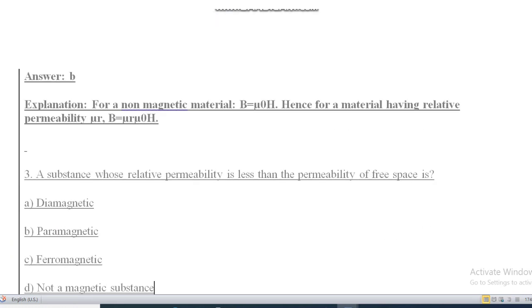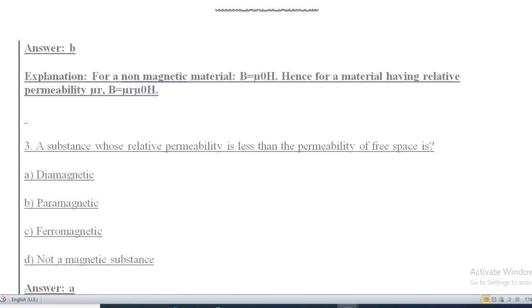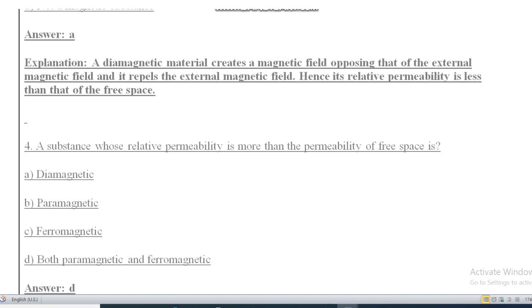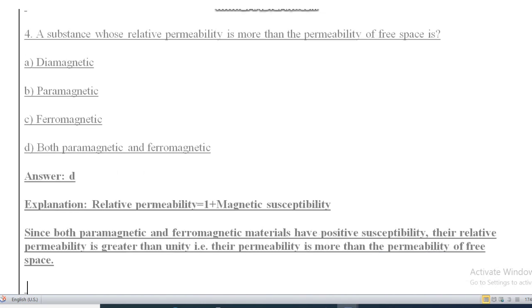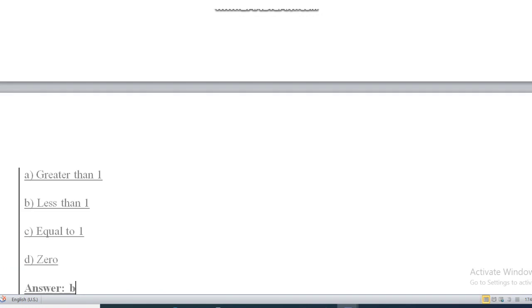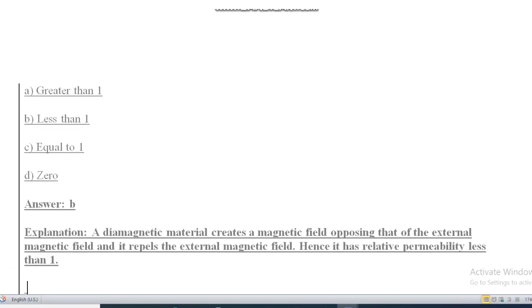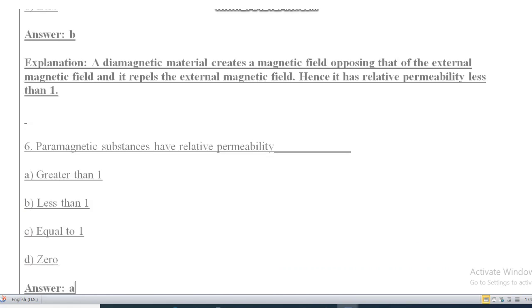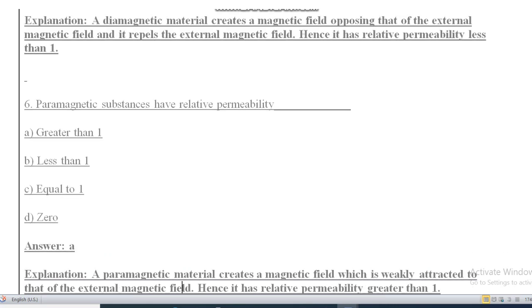Then the next is a substance whose relative permeability is less than the permeability of free space. It is a diamagnetic substance. A substance whose relative permeability is more than the permeability of free space, it is known as what? It is known as paramagnetic and ferromagnetic. Then question number 5 is diamagnetic substances have a relative permeability which is less than 1. Then question number 6 is paramagnetic substances have relative permeability greater than 1.